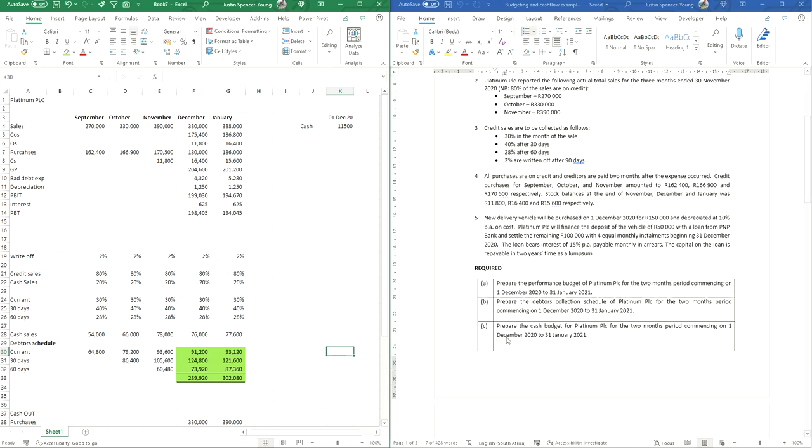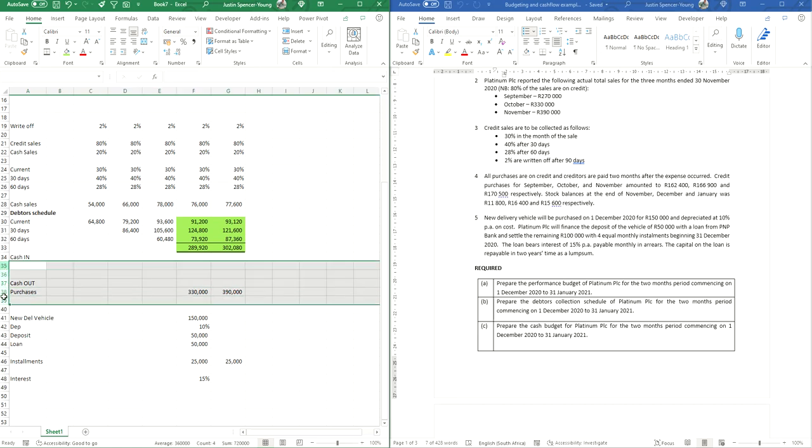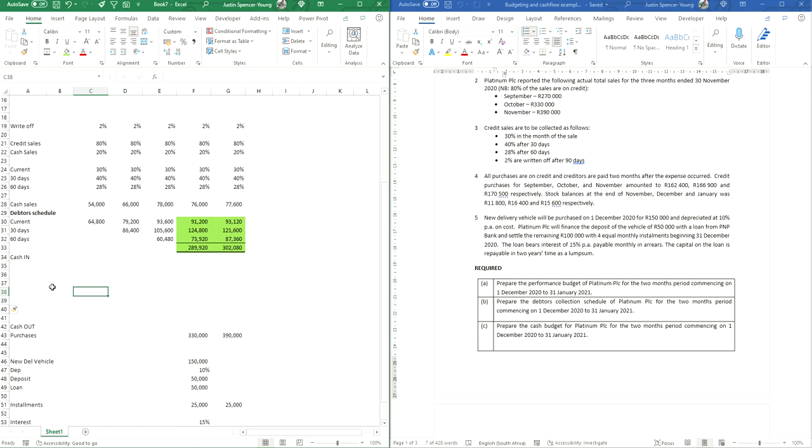The part that's missing is part C, and that is to prepare a cash budget for the 2 months. In a cash budget we are going to have something that says cash in and something that says cash out. So we've got something developing here. Let's insert a few rows. Some of this is a little bit of repetition, because in our cash in, I'll put that in bold, we are definitely going to have some cash sales.